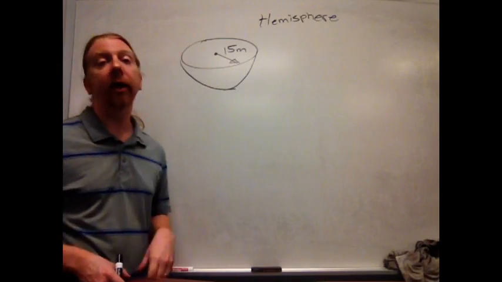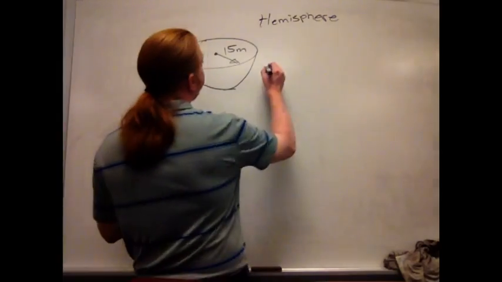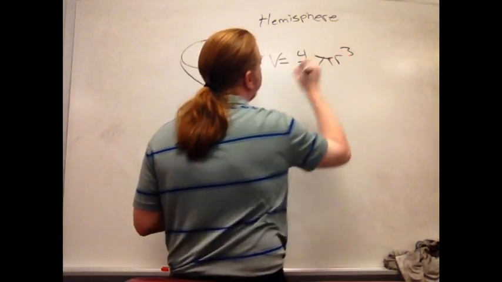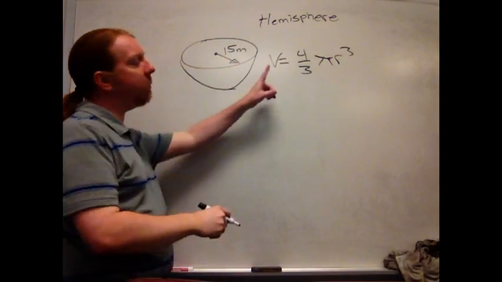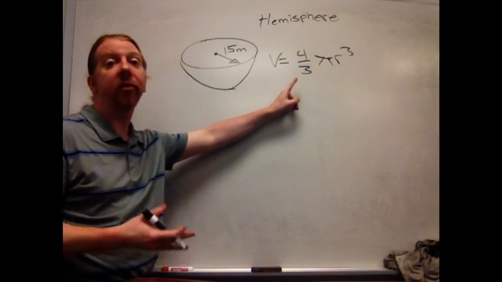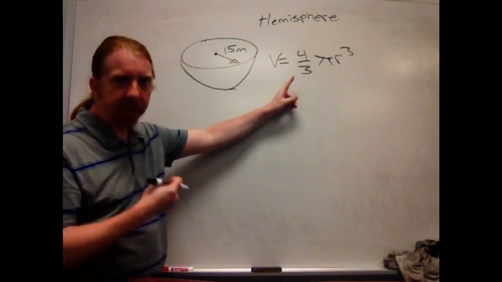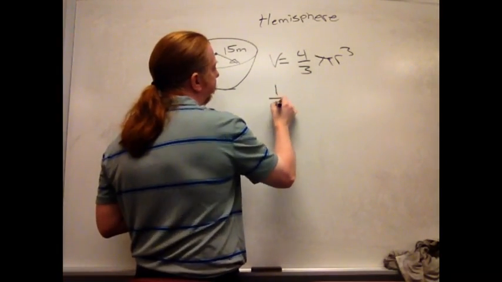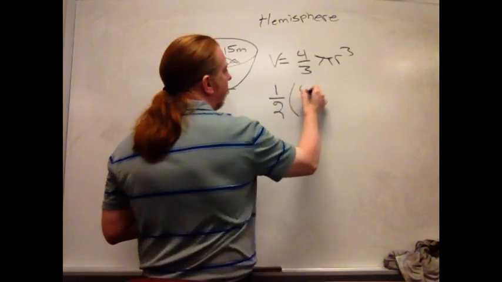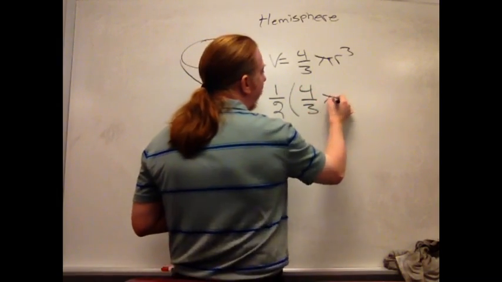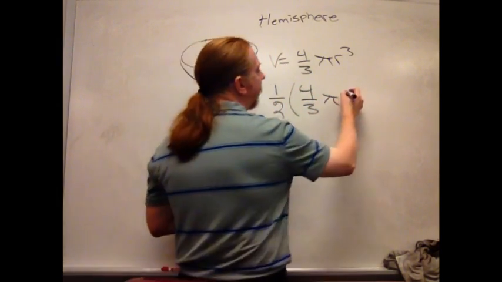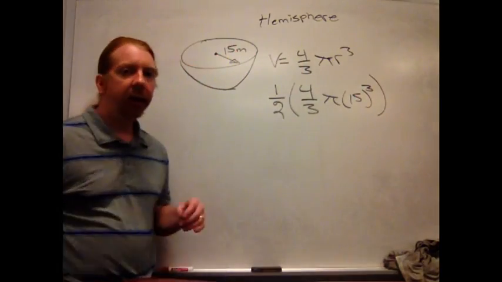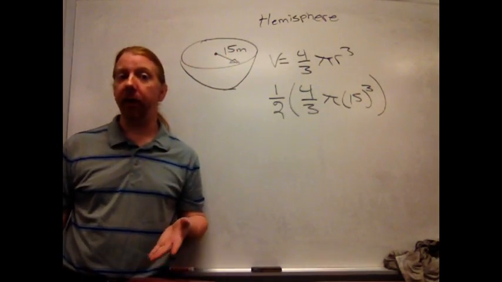Now, I can go ahead and still do all the work I would normally do, 4/3 pi r cubed, except I'm going to be taking half of that when I'm done, because it's only a hemisphere, not the full sphere. So I really want half of that. So half of 4/3 pi, the radius is provided as 15 cubed. There's my formula with everything plugged in.